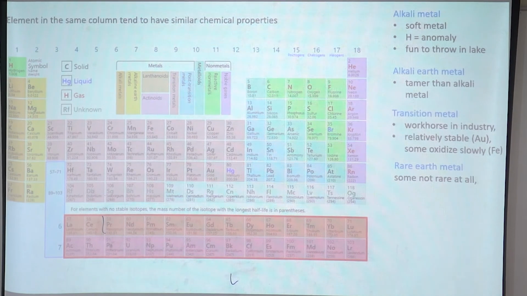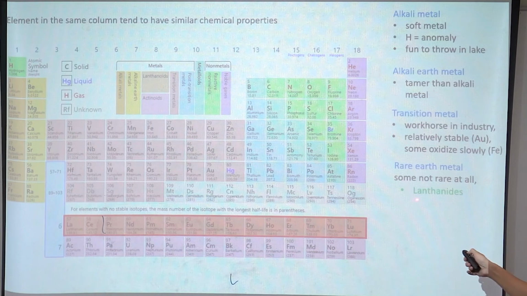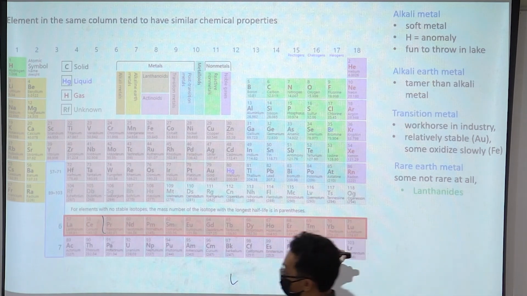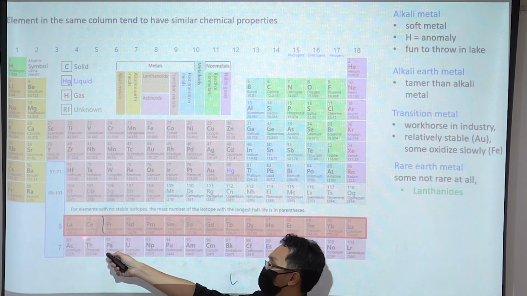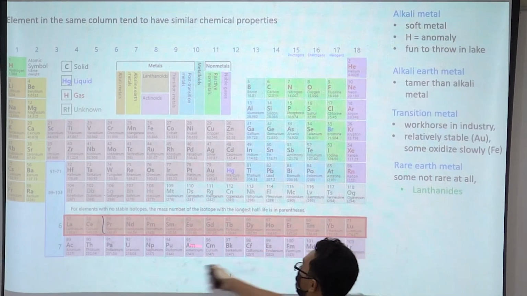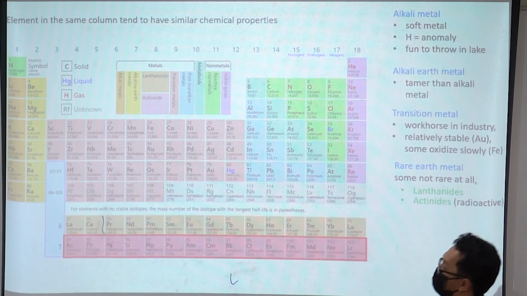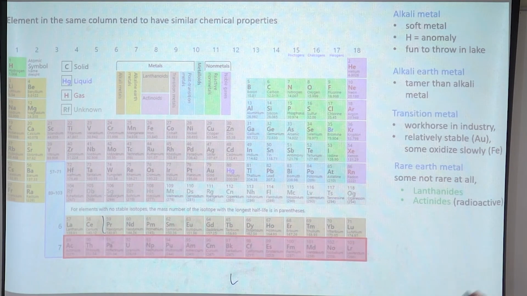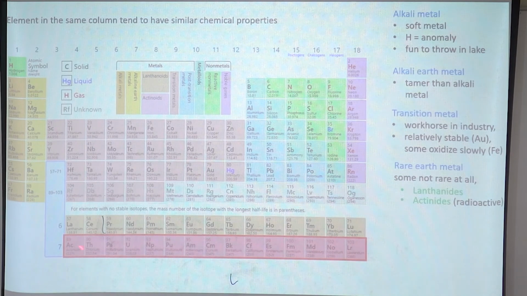On the top here, you can see lanthanide. I don't know how to pronounce it, but the reason they are lanthanides is that the first element here is called lanthanum, so the entire row is called lanthanides. The bottom one is actinides because the first one, as usual, is actinium. So the rest are actinides. All the actinides here are radioactive, where the most popular are uranium and plutonium. So that is the rare earth metal.